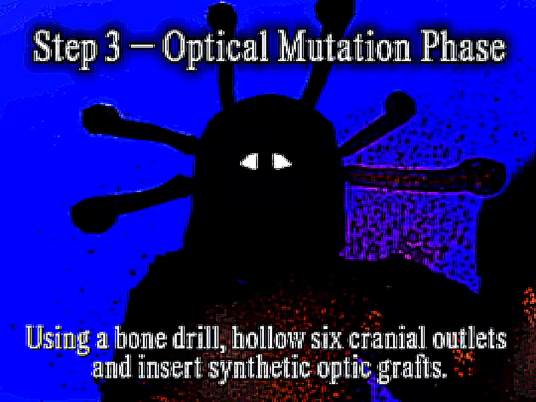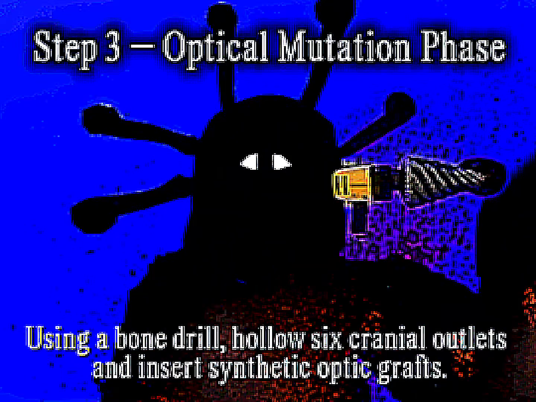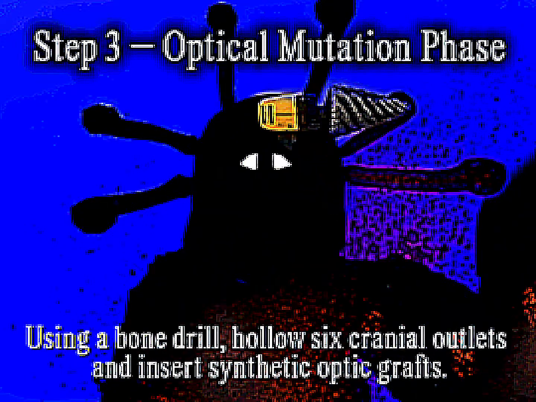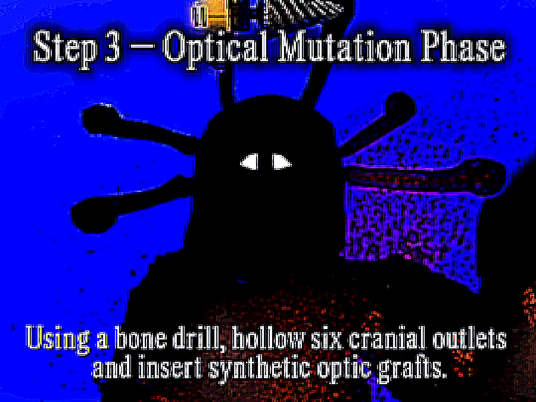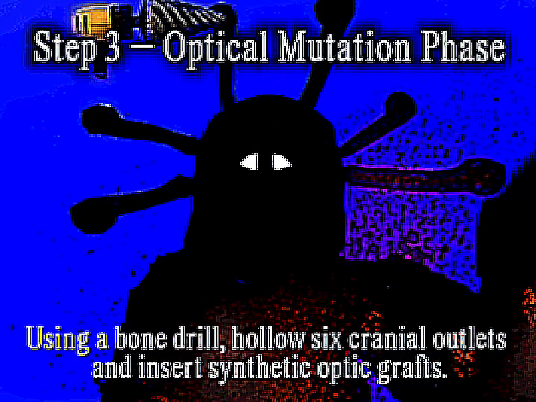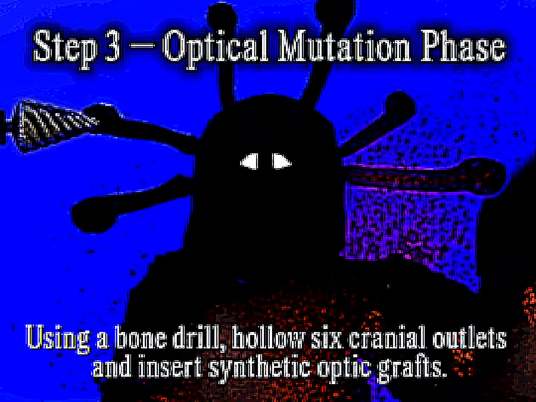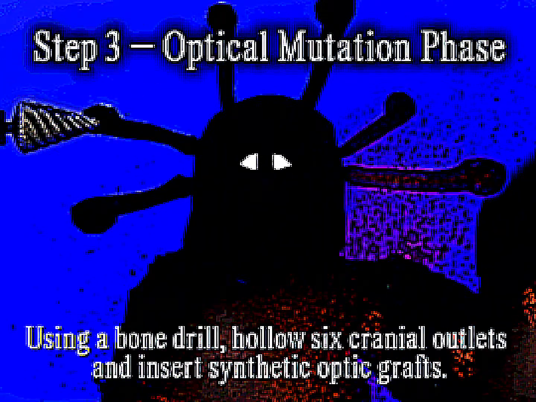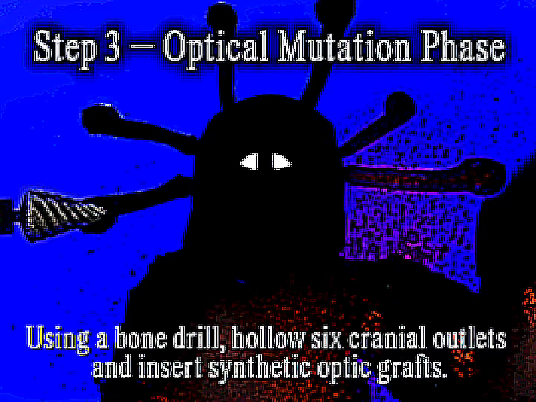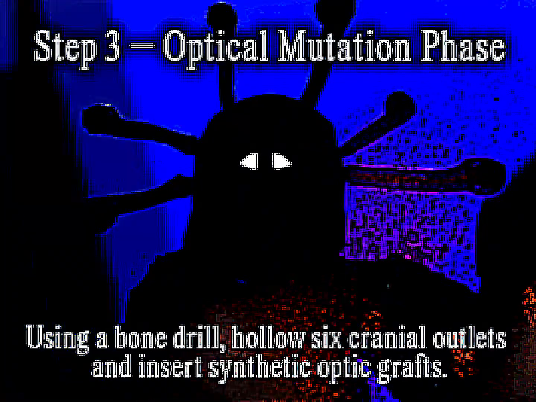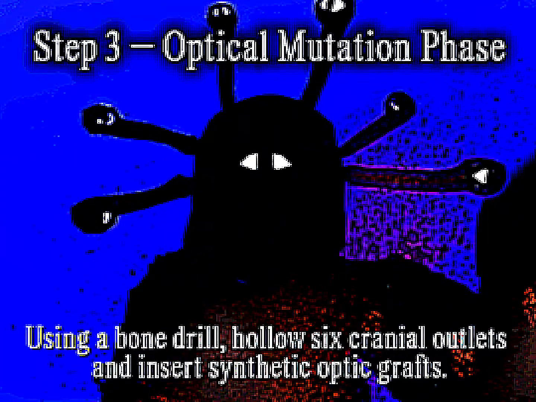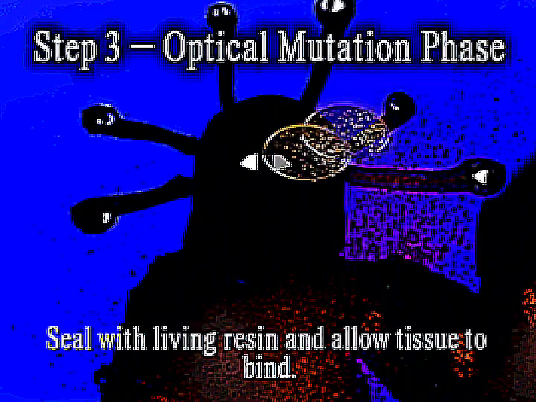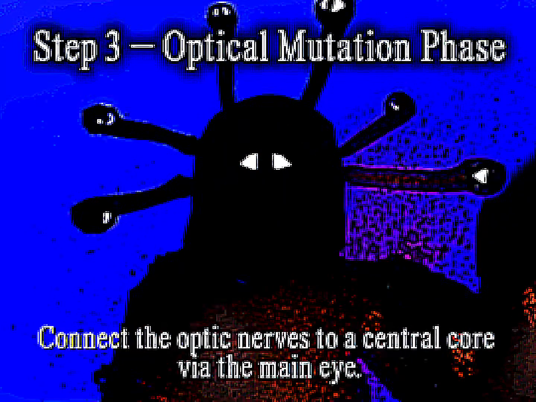Using a bone drill, hollow out 6 cranial outlets and insert synthetic optic grafts. Seal with living resin and allow the tissue to bind. Connect the optic nerves to a central core via the main eye.